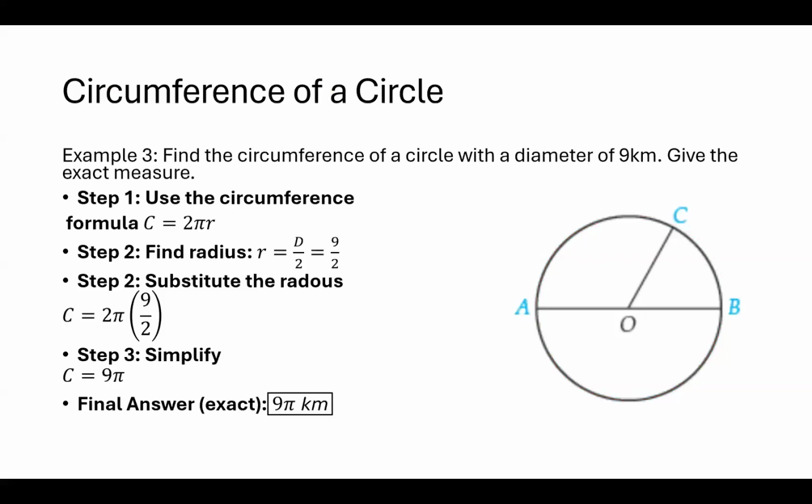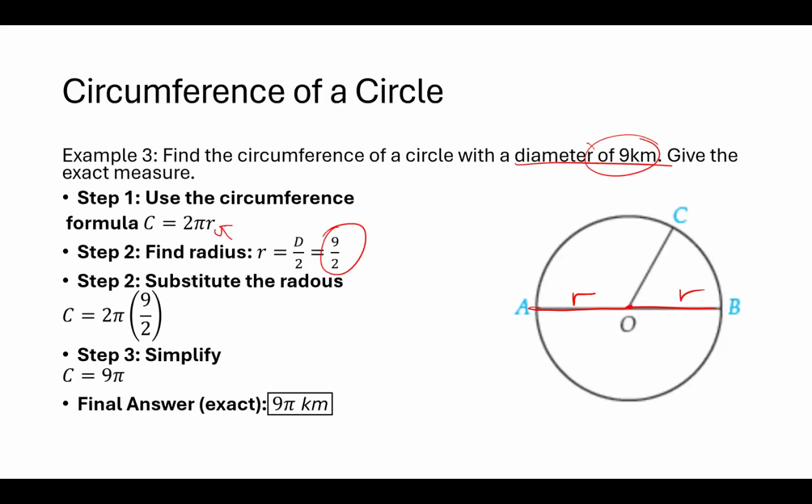And in this question, we know that the diameter is 9 kilometers. One of the formulas to find the circumference is equal to 2 times pi times the radius. Since we've been given the diameter, the diameter is 2 radius. So in other words, the radius is half of a diameter. So divide 9 by 2. And in fact, I left it as a fraction.